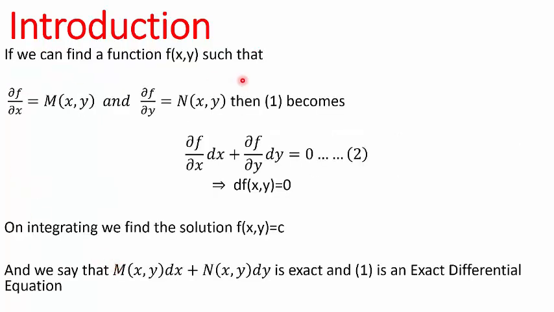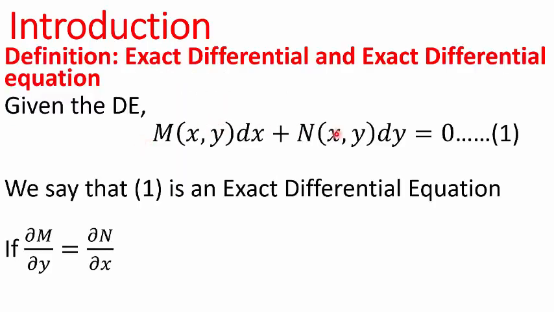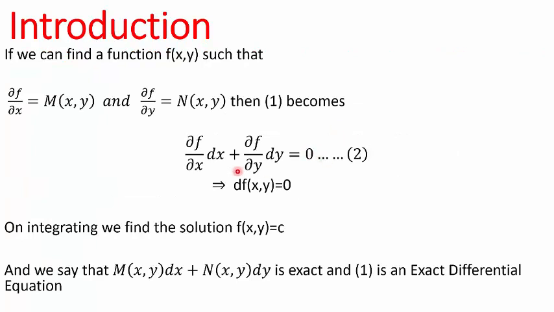Now to find the solution, what do we do? We'll say that let f be the solution. And we assume del f by del x is equal to M and del f by del y is equal to N. Now substitute M as del f by del x and N as del f by del y in our differential equation 1. That reduces 1 to del f by del x dx plus del f by del y dy is equal to 0. We can write this as d of f(x,y) is equal to 0.